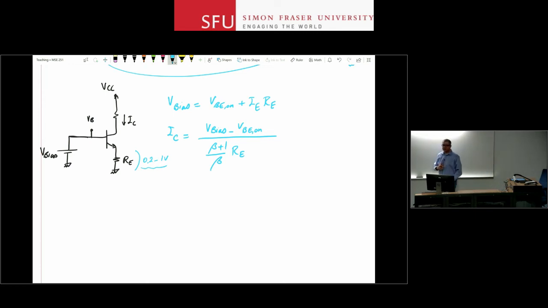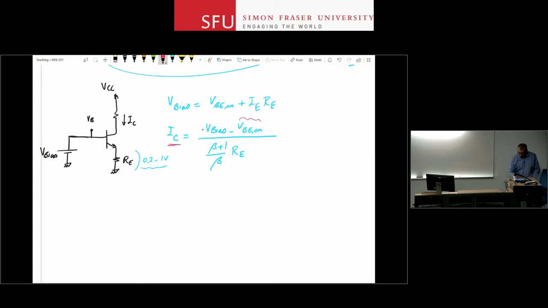Now let's see what happens if the temperature changes here. If the temperature changes, the thing that is most affected is VBE on. We saw that for a typical diode, you lose about 2 millivolts per degree centigrade of change in temperature. So if your initial VBE on was 0.7 volts and the temperature goes up by 10 degrees, now it is going to be 0.68 volts, 20 millivolts less, right? However, look at IC. IC is not exponentially proportional to VBE on anymore.